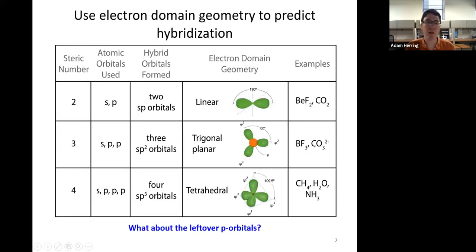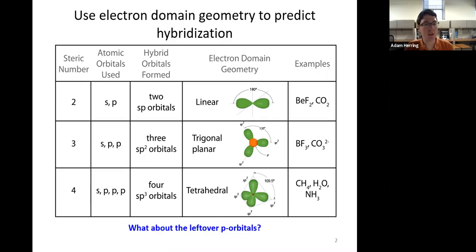So let's review what we learned already about determining hybridization. Based on the steric number for a given element, we can determine its hybridization, or in other words, the orbitals that are used in order to make covalent bonds. If an element has a steric number of 2, then it requires 2 electron domains that are identical. To do that, it hybridizes 2 orbitals, the s and the p orbital, to make 2 orbitals which are sp hybrids.